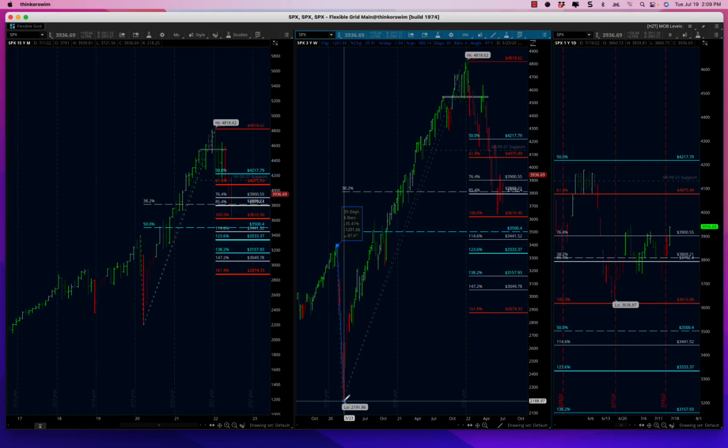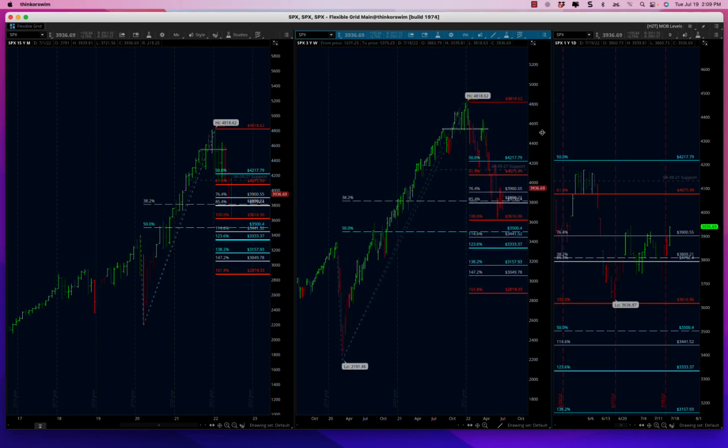All right? So if I say, show me this move, that's about 35 days, 1,200 points, right? If we look at this move, it's about 23 days, 1,200 points, right? Everyone see the significance of that?